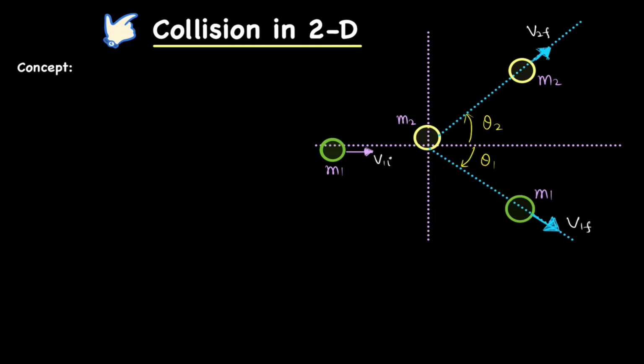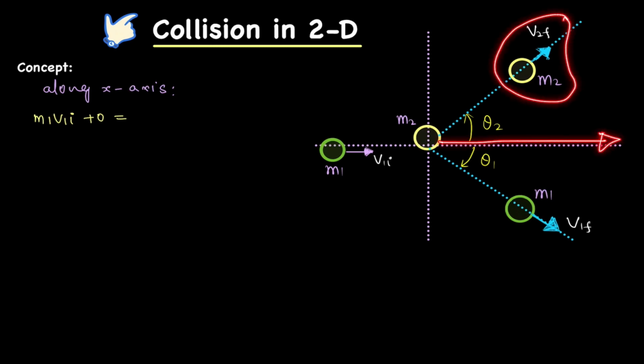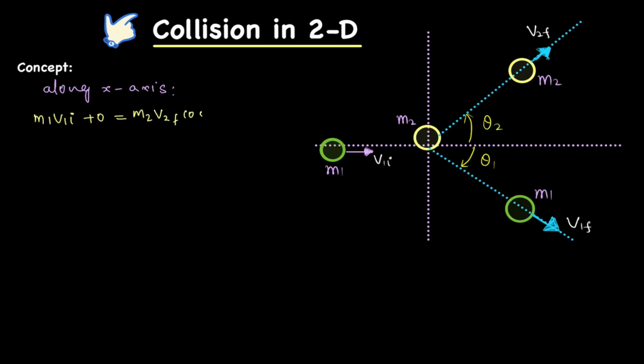So let's see how we can write the equation for conservation of linear momentum along the x-axis and y-axis. So along the x-axis, we can write the linear momentum of m1, that is m1 v1 initial, because m2 is at rest, so the linear momentum of m2 will be 0 before the collision. After the collision both are moving, but we have to write the equation along the x-axis, so we will write the component of this momentum along this axis. So it will be m2 v2 final cos of theta 2. Similarly, for the other, we can write m1 v1 final cos of theta 1. So this is the linear momentum equation along the x-axis, conservation of linear momentum along the x-axis.